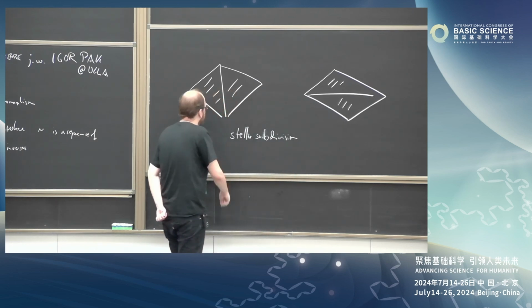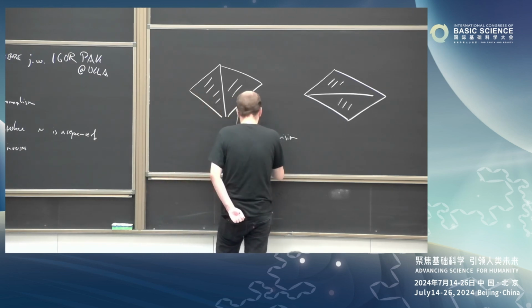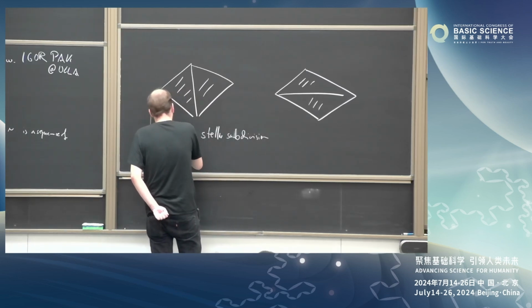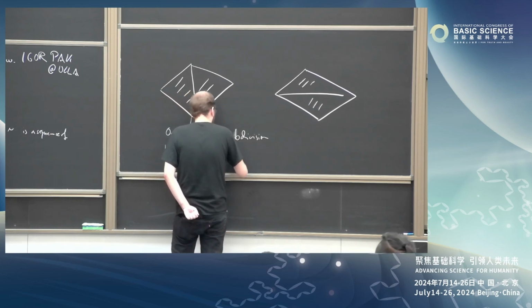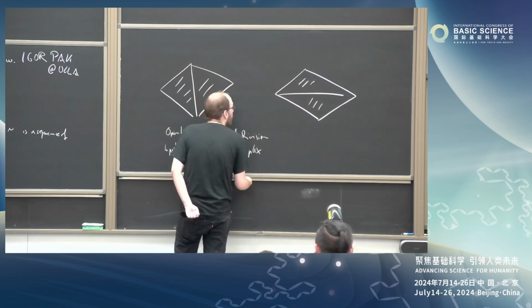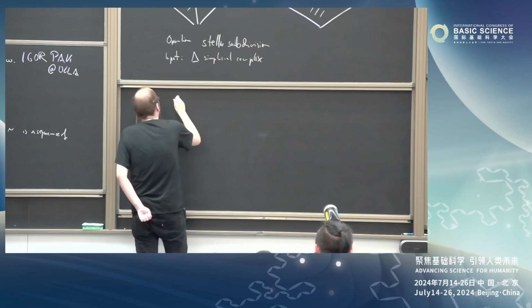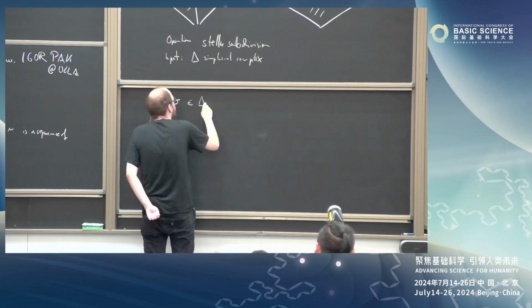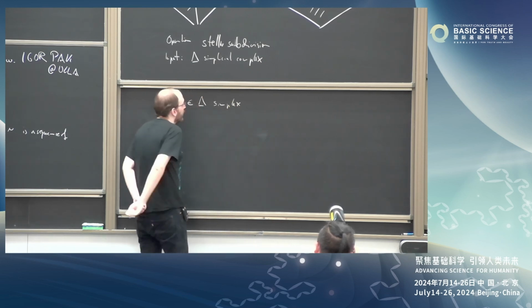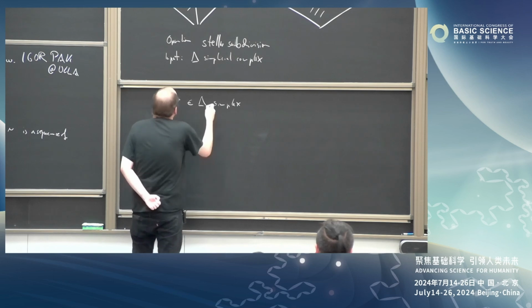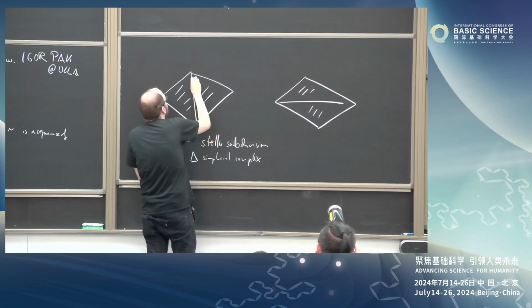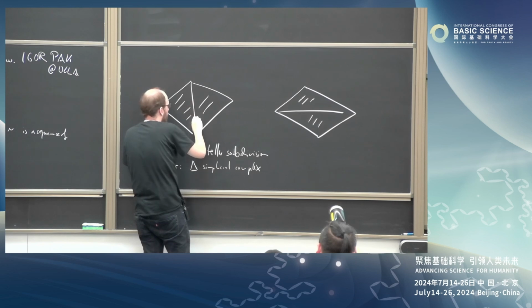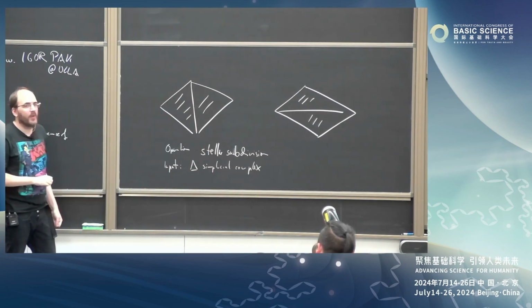I take a simplicial complex. So what do I do? The input is a simplicial complex delta, and let us say sigma is a simplex in delta. Let me first draw the visual picture. So this is my simplicial complex, and here I take a simplex. Now I chose a simplex.